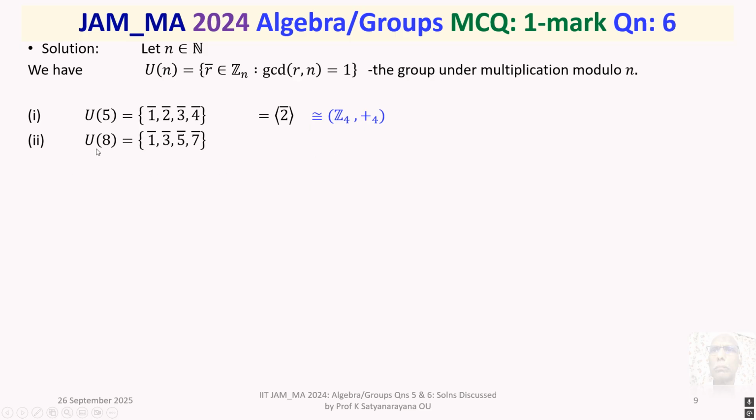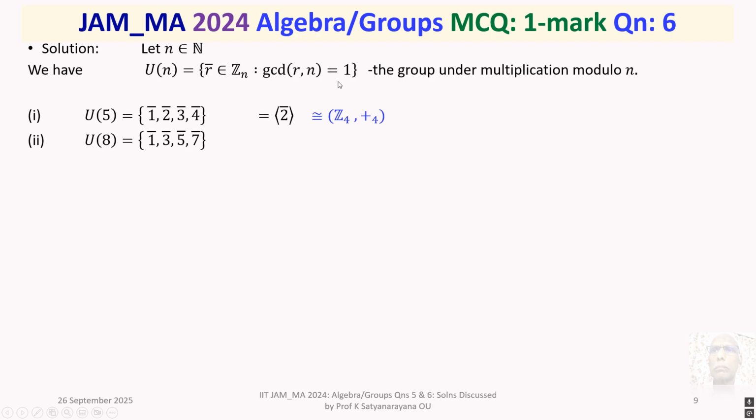Now take U8. Now is 1 relatively prime to 8? Yes. 2? No. 3? Yes. 3 comma 8 is 1. 4? No. 5? 5 comma 8 is 1, right? 6? No. 7? Yes. 7 comma 8 is 1, right?